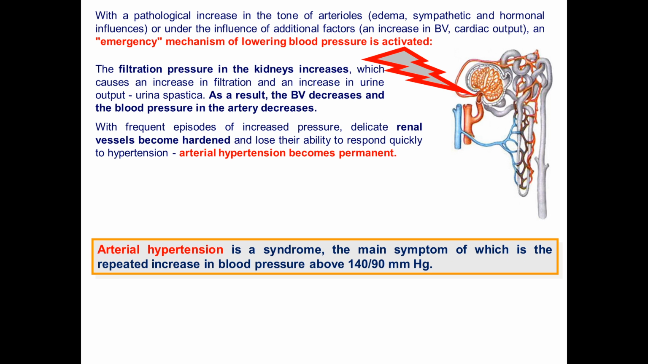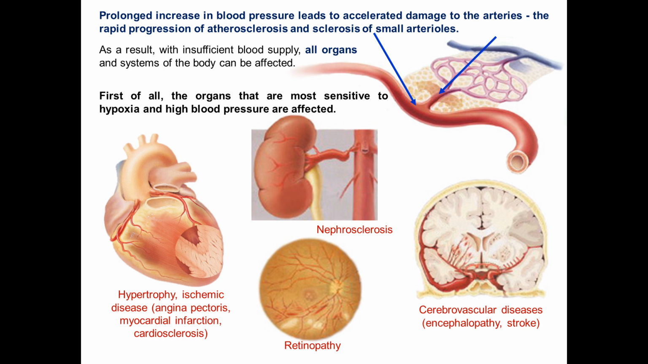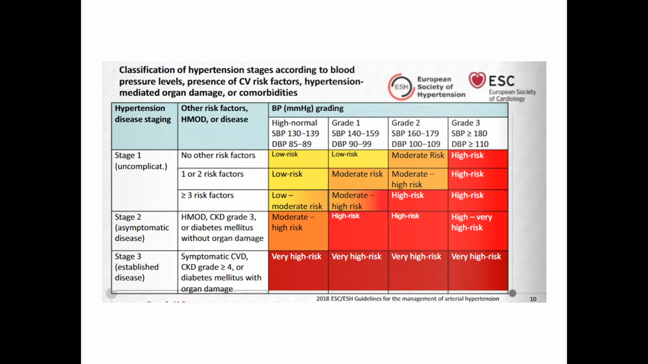Arterial hypertension is a syndrome, the main symptom of which is repeated increase of blood pressure above 140 over 90. Prolonged increase in blood pressure leads to accelerated damage to the arteries, rapid progression of atherosclerosis and sclerosis of small arteries. As a result, with insufficient blood supply, all organs and systems of the body can be affected. First of all, the organs most sensitive to hypoxia and high blood pressure are affected. These are the target organs: heart, kidney, and of course the eye, where retinopathy may develop, and the brain, with encephalopathy and even stroke.